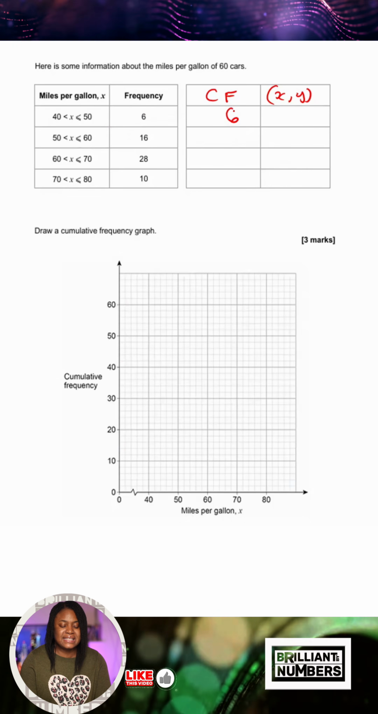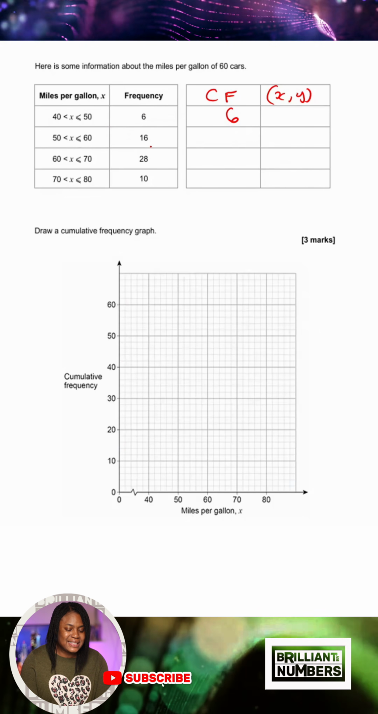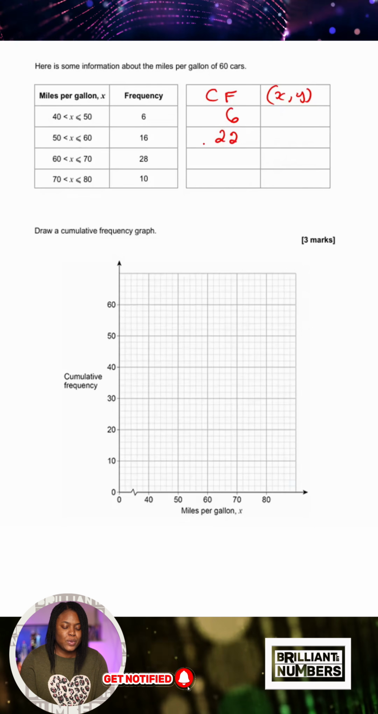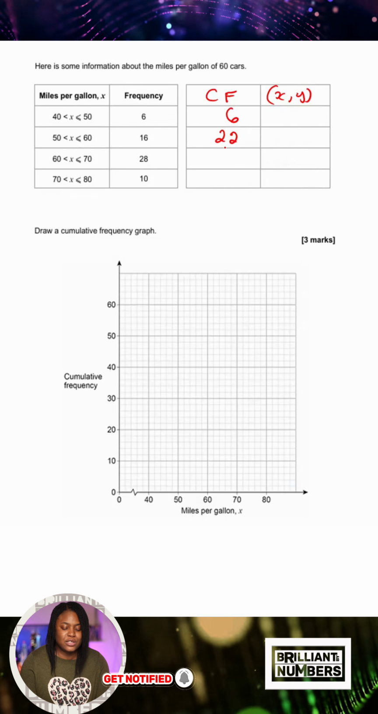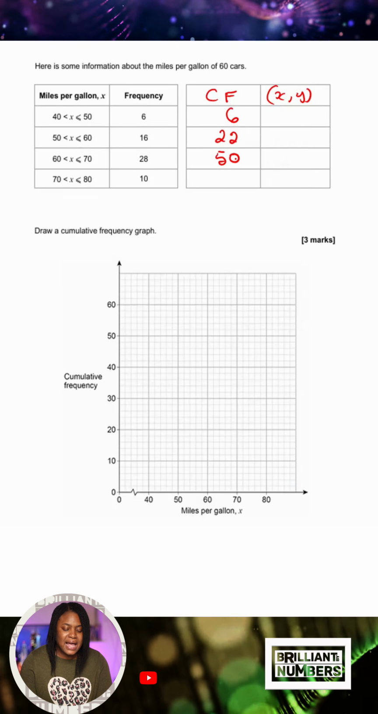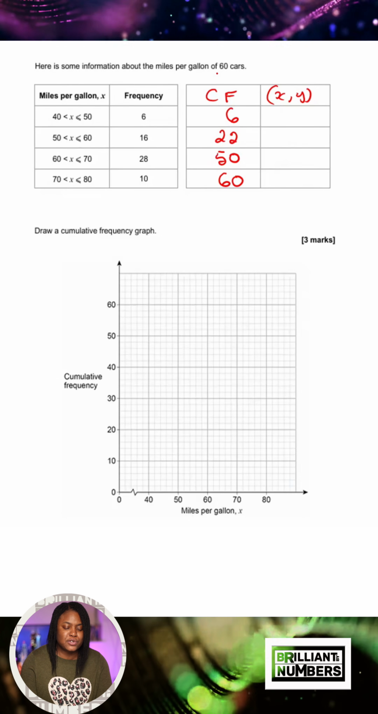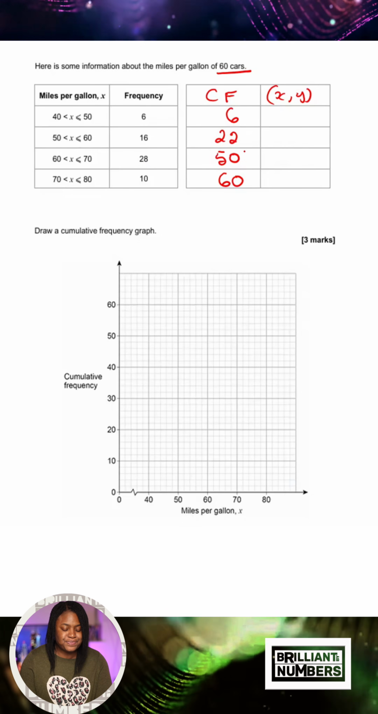First frequency is 6. We then need to do 6 add 16, which is 22. We then need to do 22 add 28, which gives us 50. And then 50 add 10, which is 60. We know we're correct because we're given 60 cars.